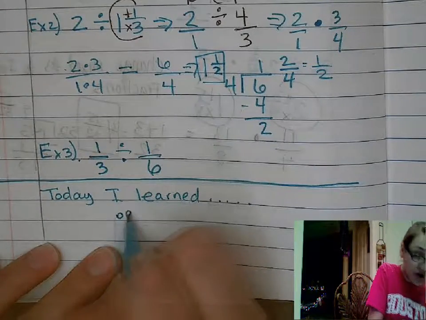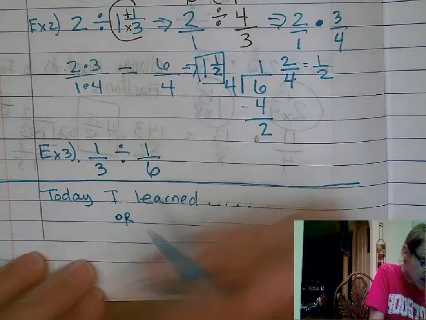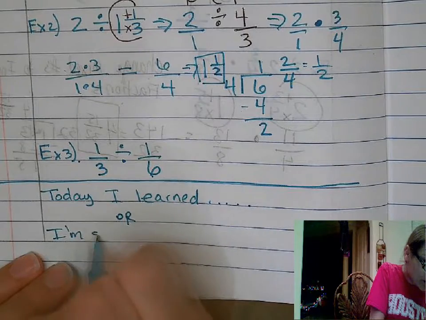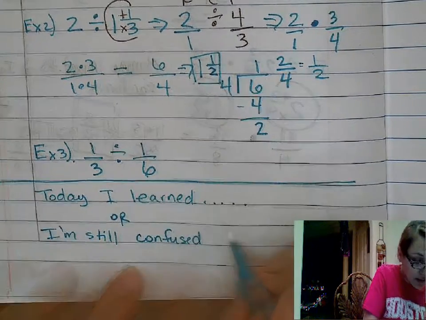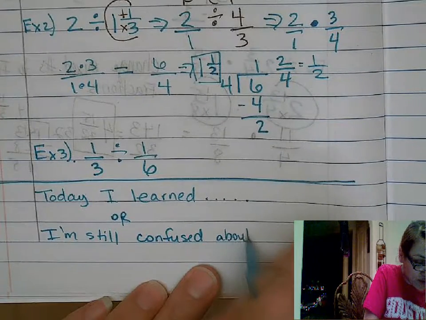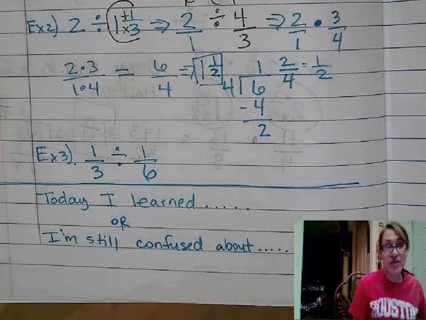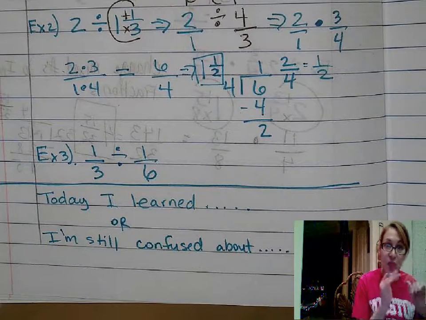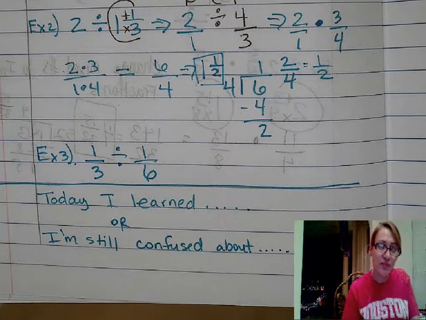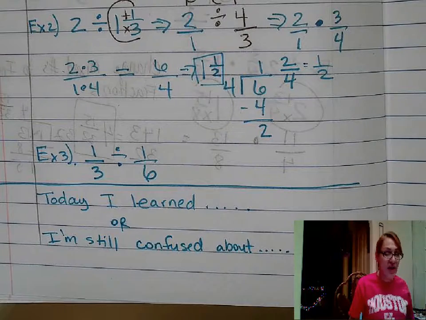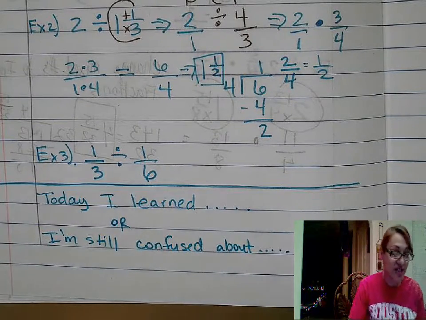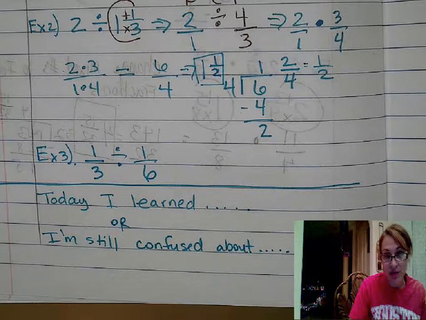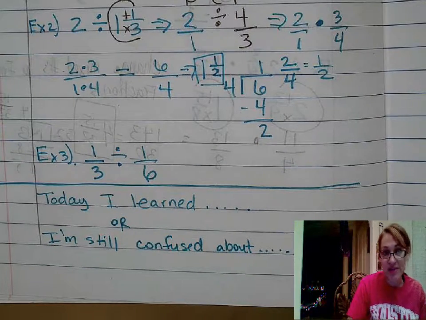Or if you didn't learn, or you're still confused on something, write, I'm still confused about, and then tell me, what are you confused about? Is it multiplying fractions, which step you're confused about, or is it dividing fractions? But tell me which step you're confused about. Okay, don't just tell me that you're still confused about dividing fractions and that's it. I need to know specifically.